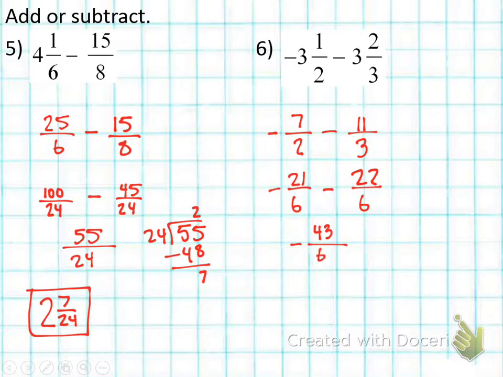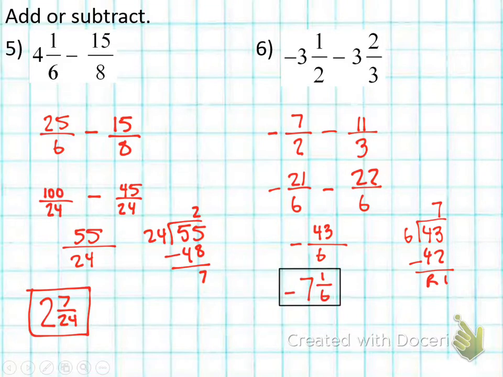Okay, then we do a side problem. 43 divided by 6. 6 goes into 43, what, 7 times? 7 times 6 is 42. Subtract to get a remainder of 1. So your answer, please fix your whiteboards. There are a lot of mistakes. Negative 7 and 1/6. That's it, okay? That's your answer.